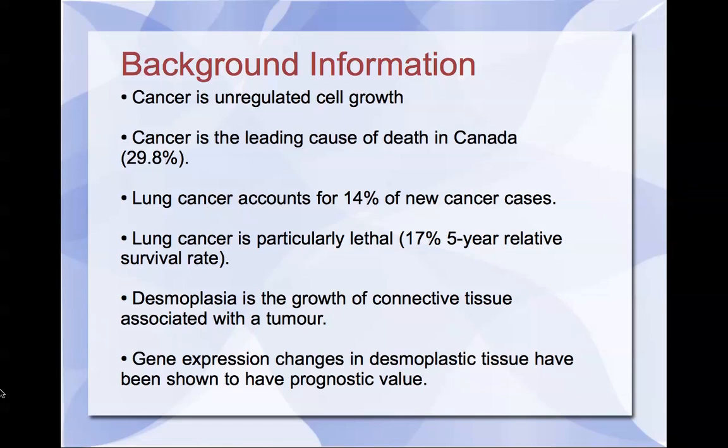Desmoplasia associated with lung cancer is the growth of connective tissue that goes along with the tumor. You could think about it as the scaffolding that allows the tumor to grow and flourish. Gene expression changes in desmoplastic tissue have been shown to have prognostic value. If a person has cancer and they're expressing these genes, it's possible to use that to make predictions about how long they're expected to live. The question is, does extent factor into that?